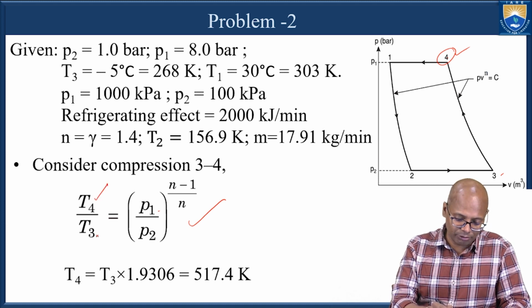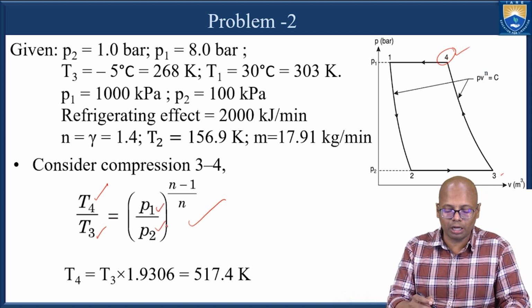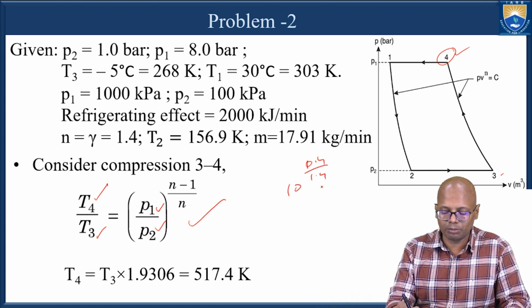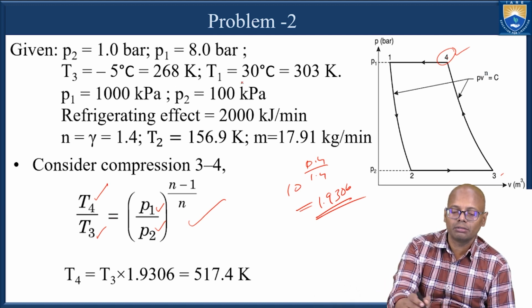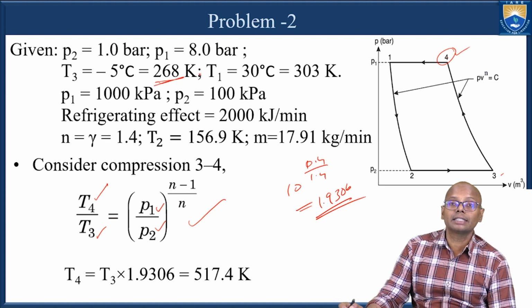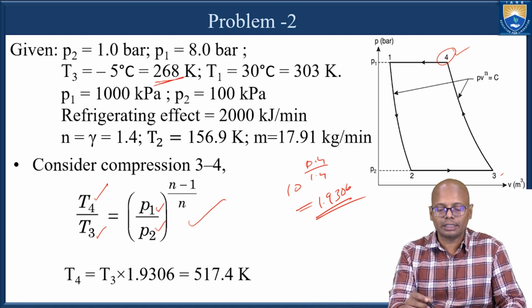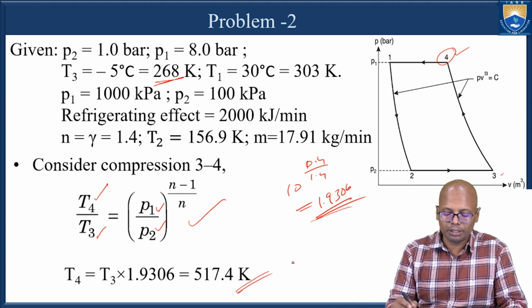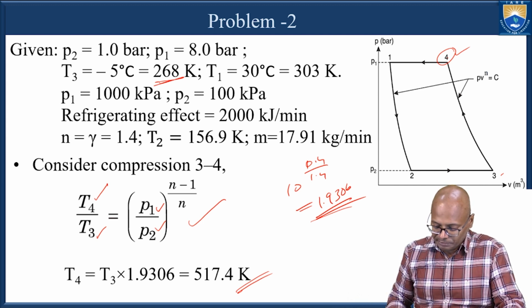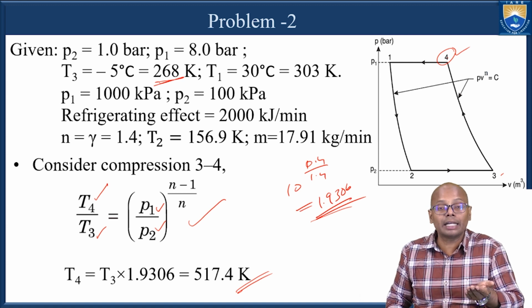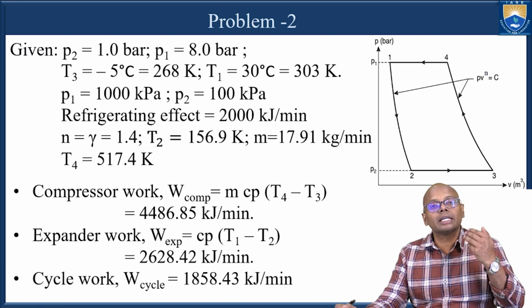The exit temperature divided by the inlet temperature is equal to exit pressure by inlet pressure to the power of (n minus 1) by n, and that is equal to 10 power 0.4 by 1.4, and it turned out to be this value. I know T3. T3 is 268. Now if I multiply T3, 268, with 1.92, I will get the value of T4, that is equal to 517.4.